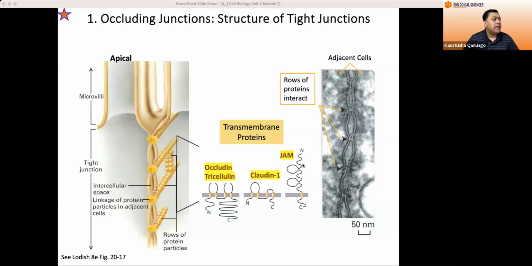Usually they ask, is a tight junction made up of which of the following proteins? So just know that it is made up of JAMs, junctional adhesion molecules, including occludin and tricellulin, as well as the claudin. So these are the things, and here you can see the distribution of these proteins. So these four proteins, know them.